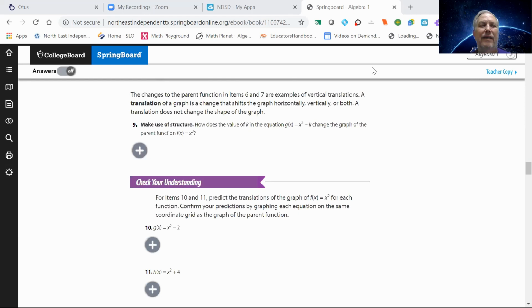Item number 9, make sense or make use of structure. How does the value k in the equation g of x is equal to x squared minus k change the graph of the parent function? Okay, and in this case it says, because it's a minus sign, it's going to move the graph down. So the minus sign is telling you it's moving it down k units.